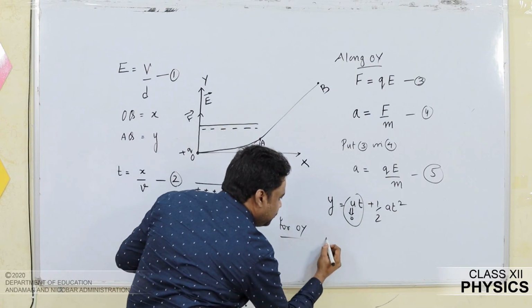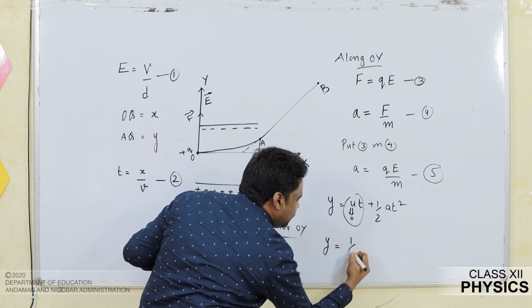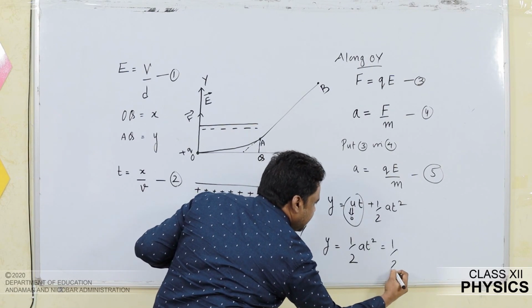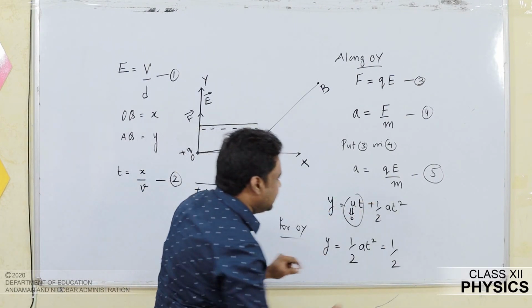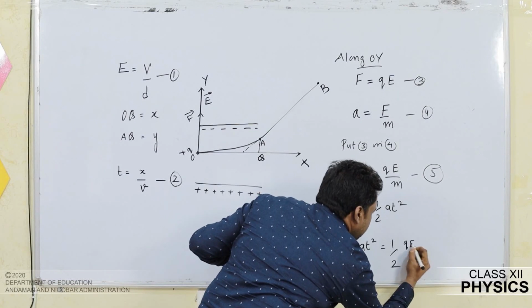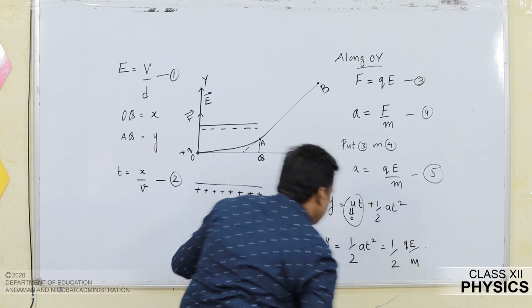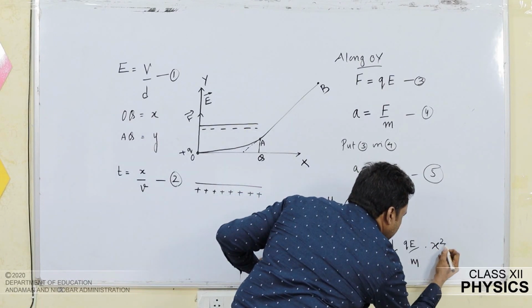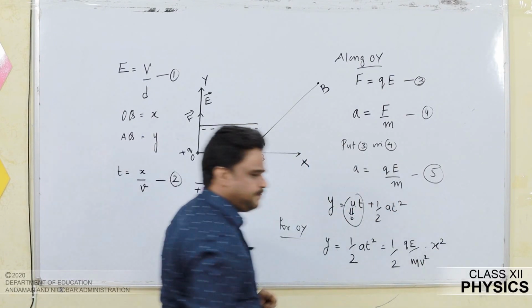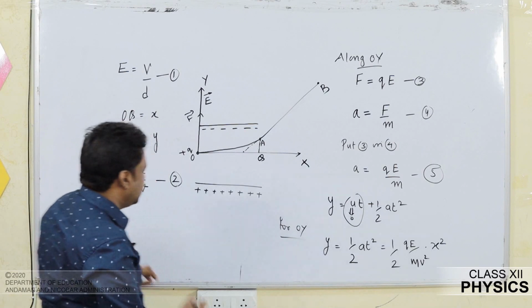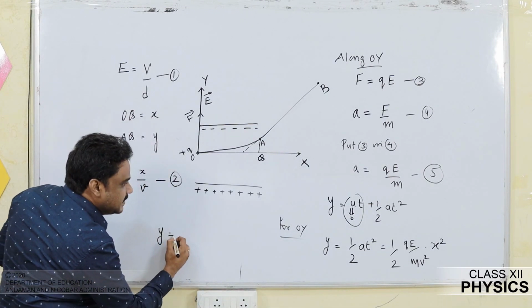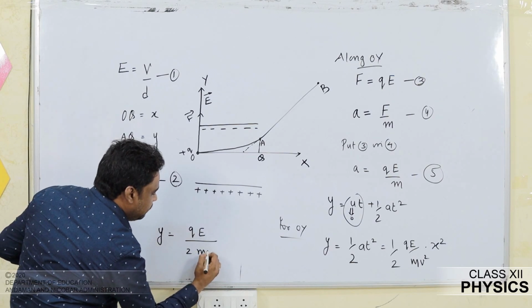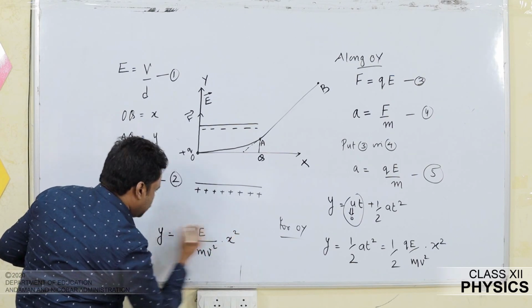So what is left? You can see y is equal to half at square. You can put the values of A and T. A we already calculated, it is QE by m, and T is x by v, so T square is x square by v square. Ultimately I get the equation y is equal to QE by 2mv square into x square.